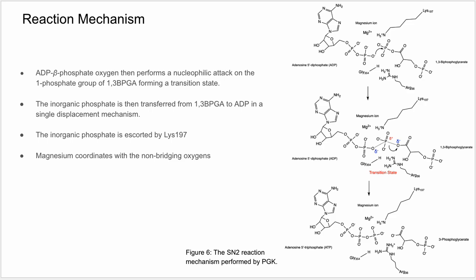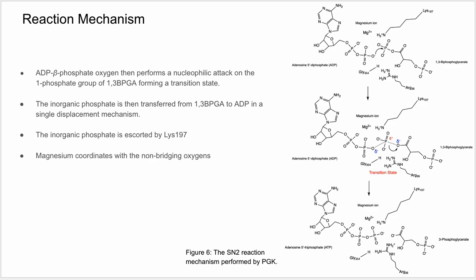Let's go over the reaction mechanism. So in figure 6, we can see the reaction mechanism, and the mechanism is composed of an SN2 reaction. PGK removes an inorganic phosphate from the 1' carbon of 1,3-biphosphoglycerate to form 3-phosphoglycerate, and then it transfers the inorganic phosphate from 1,3-biphosphoglycerate to ADP to form a molecule of ATP.